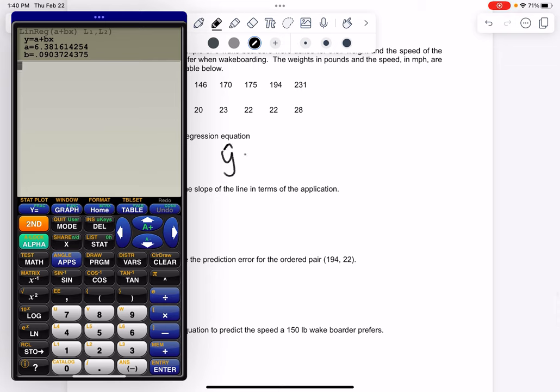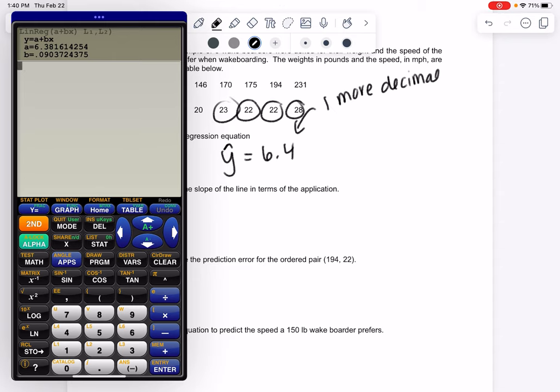Remember we use y hat. We get 6.38. 6.4 is also okay. We just need one more decimal place than the data. When I say data, I mean the y values. They have none, so this needs one. And then these have 2 digits, so this will need 1, 2, 3 digits.